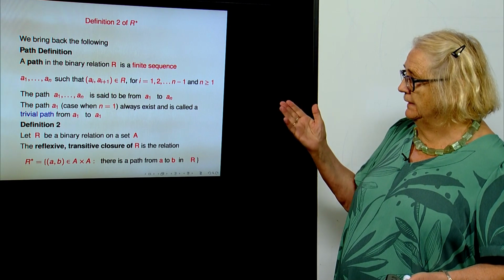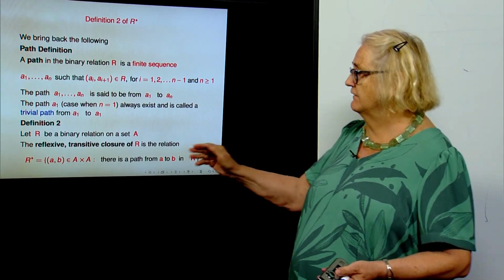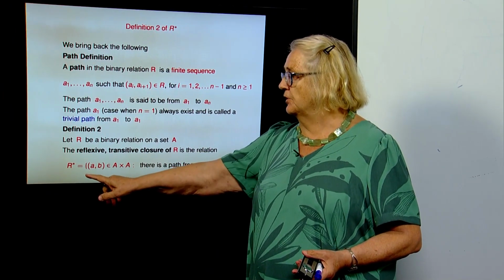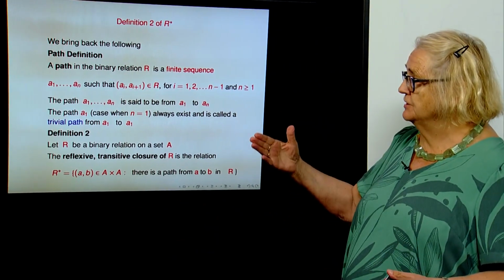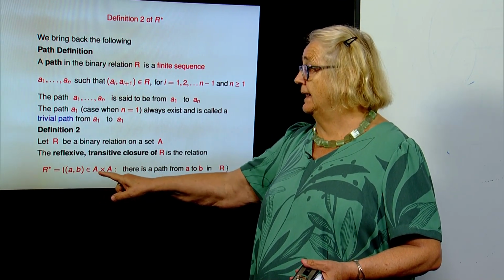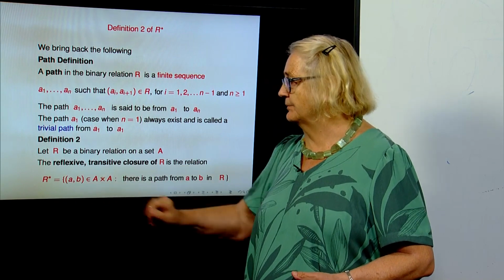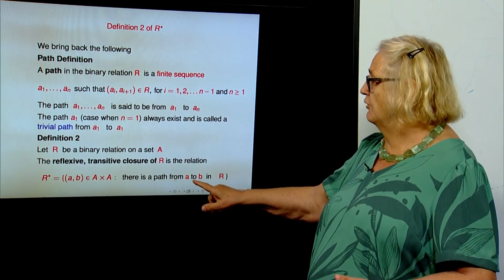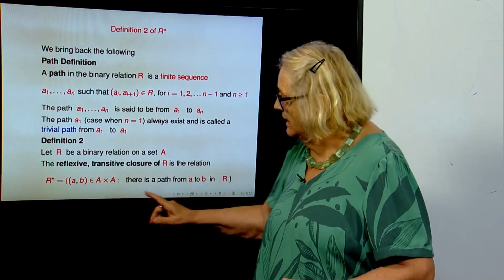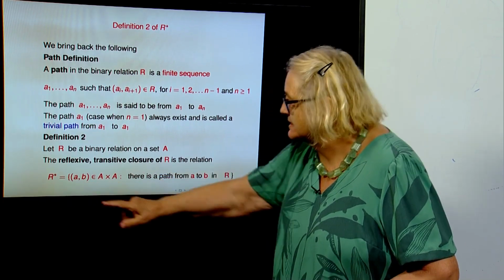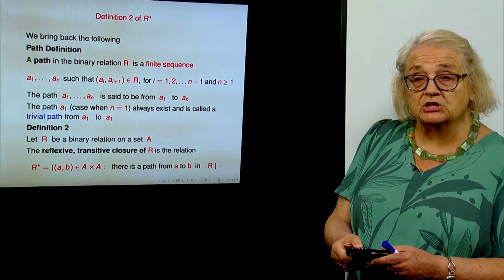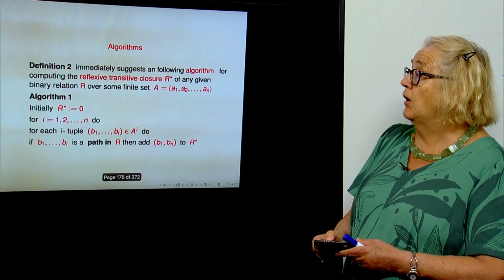The whole notion of this reflexive transitive closure is this: if you have a relation R, then R star for any relation is the set of all elements of A, because R is a subset of A, such that there is a path from A to B. So this R star represents the pairs which are the paths from A to B in R. And that is a very beautiful notion which we will use over and over.